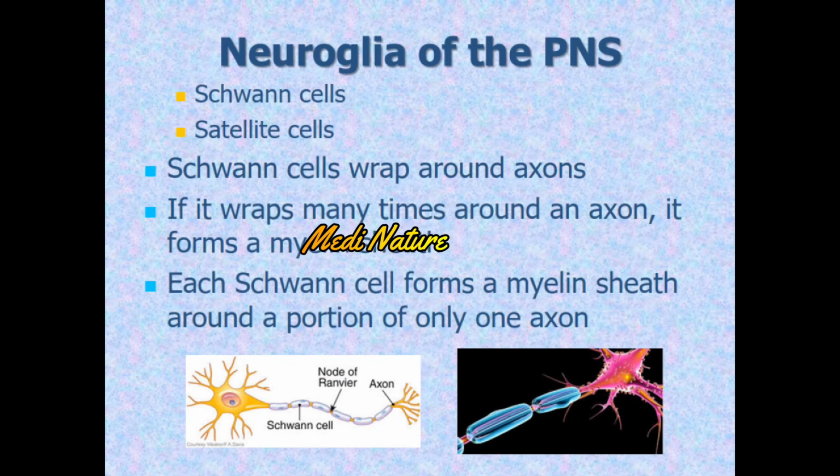Now let's see the neuroglia of the peripheral nervous system. The main two types of cells are Schwann cells and satellite cells. Schwann cells wrap around axons of neurons. If they wrap many times around an axon, it forms a myelin sheath. Each Schwann cell forms a myelin sheath around a portion of only one axon.